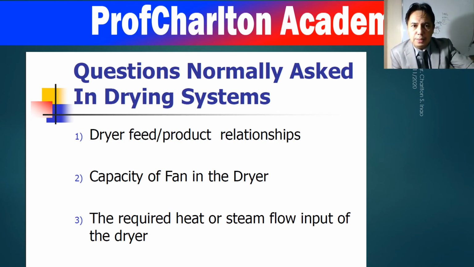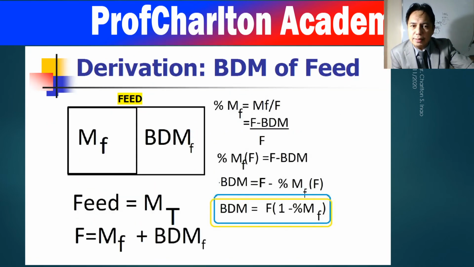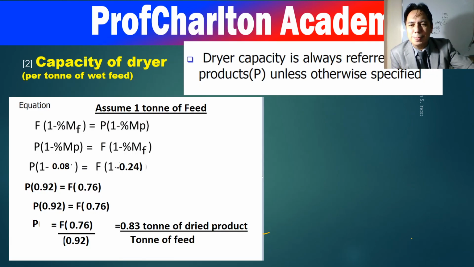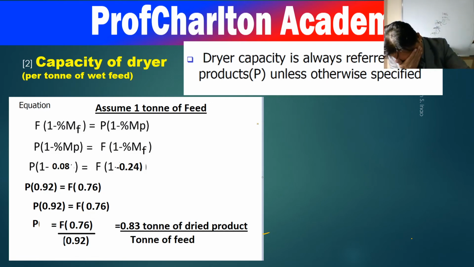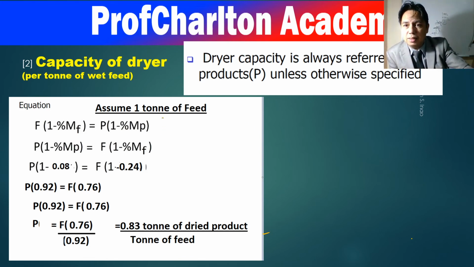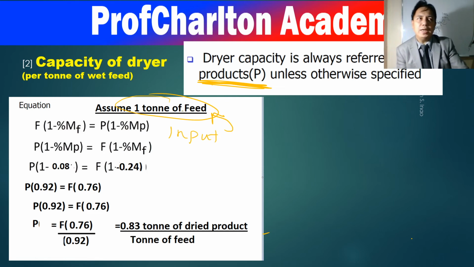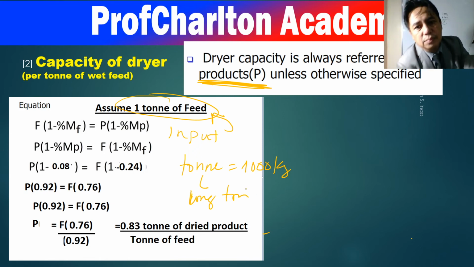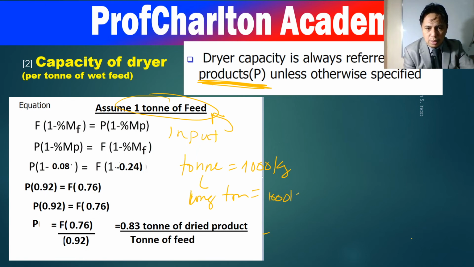with some specific weight. Now, in this case, it's a long ton of wet feed. So if there's no given, we should use the capacity in terms of product here. And we assume 1 ton of feed, meaning that the input is the feed, right? So for every 1,000 kilogram, because ton is a French word, is 1,000 kilogram. When you go to the US, they call this long ton.